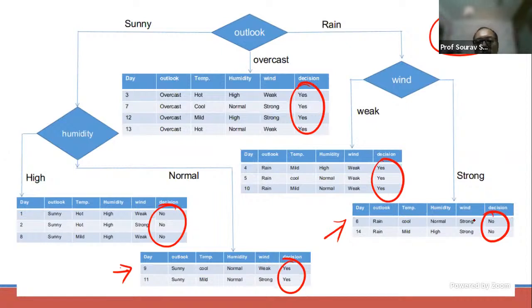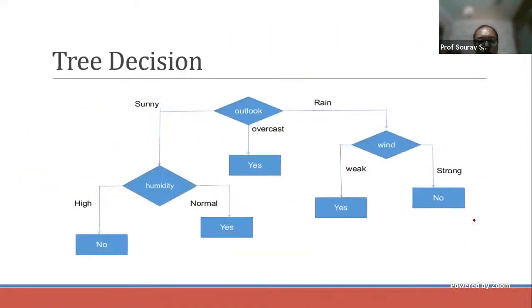Which means that there's no model which has been built. Basically, what you have done is you have just memorized the values, right? Which is bad. And this particular phenomenon is actually called the overfitting of the tree. Overfitting, right?